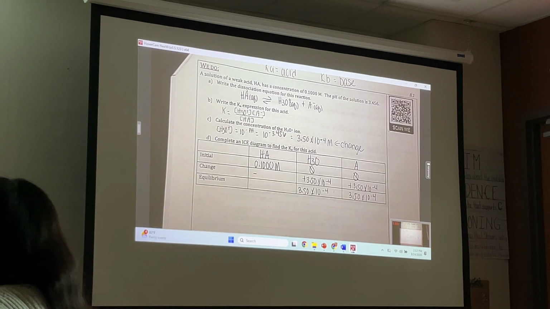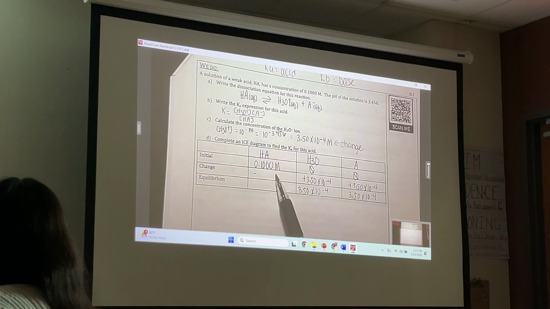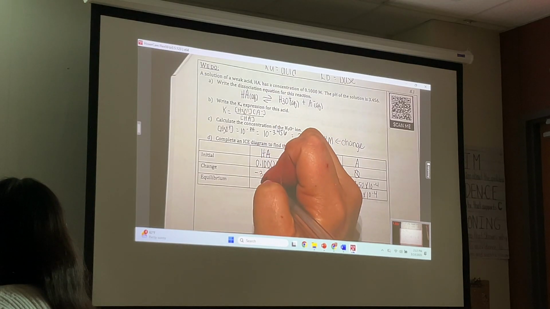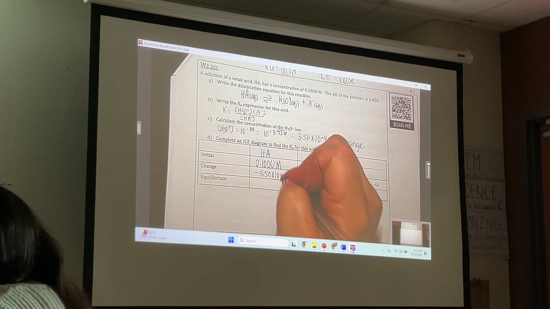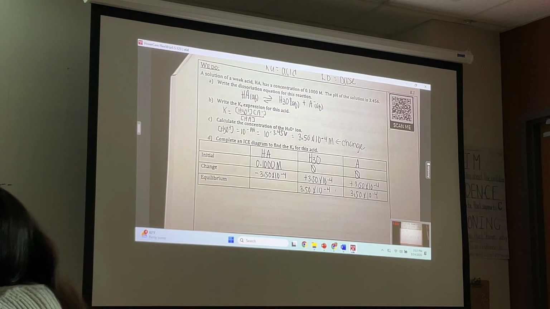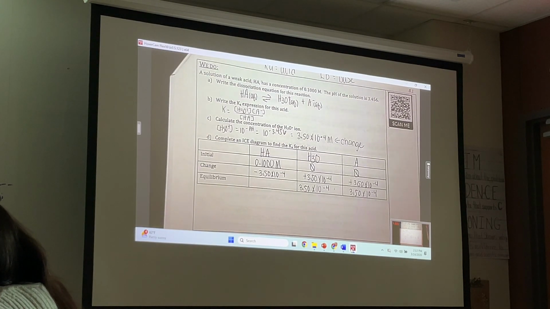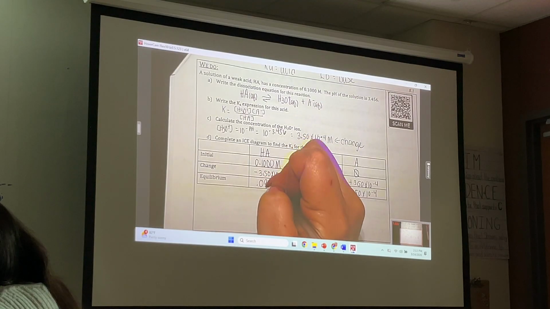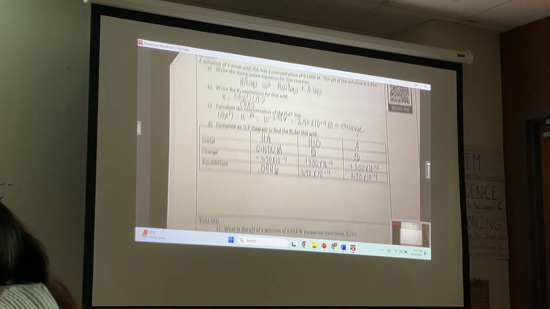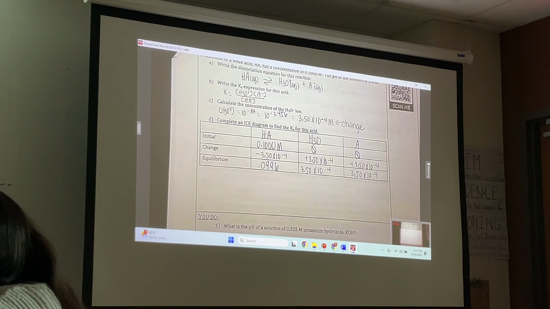Now looking over here at my HA. We also have the same ratio. It's a 1-to-1 ratio throughout the entire thing. So my change will still also be 3.50 times 10 to negative 4. Let's fill out what that is. So 0.1000 minus 3.50 times 10 to negative 4, I get 0.0996 as my equilibrium. All right, great. We have everything that we need.